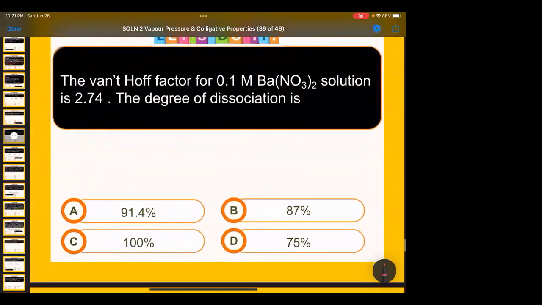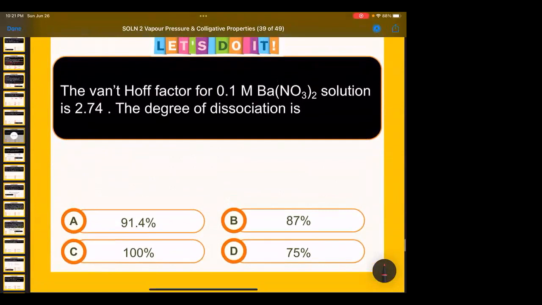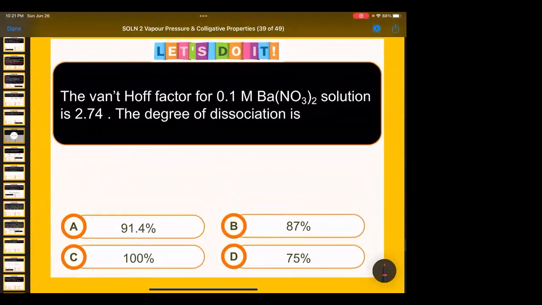And what about this one? This again is a very simple, very basic question. Here the i is already given. For barium nitrate, what is the value of i which you can expect? If nothing is given, what is the value of i which you need to take?